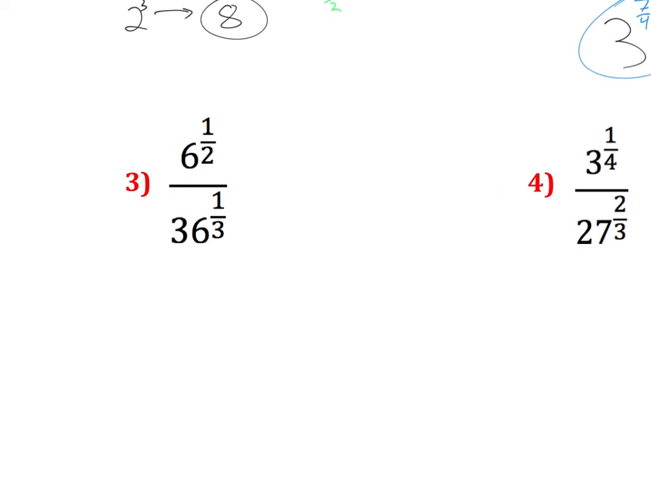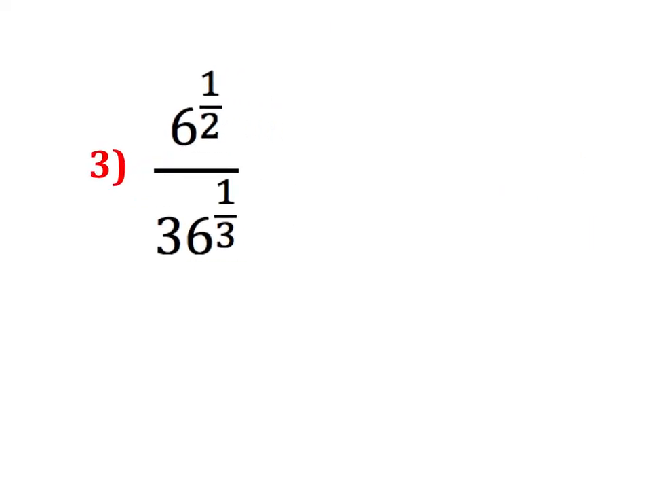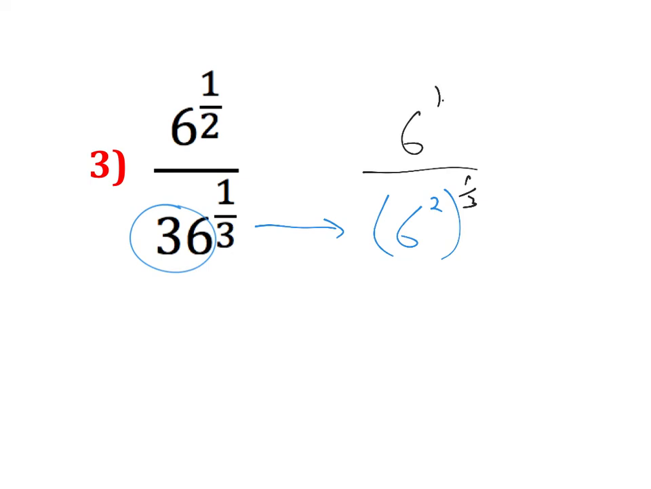6 to the 1/2 divided by 36 to the 1/3. Again, we want the same base, but we don't have the same base, so we're going to try to take the larger of the two, in this case 36, and write that as 6 squared, because you want to have the same base as your other term to give you permission to use our exponent properties. So I got 6 to the 1/2 over 6 to the, that would be 2/3 down there.